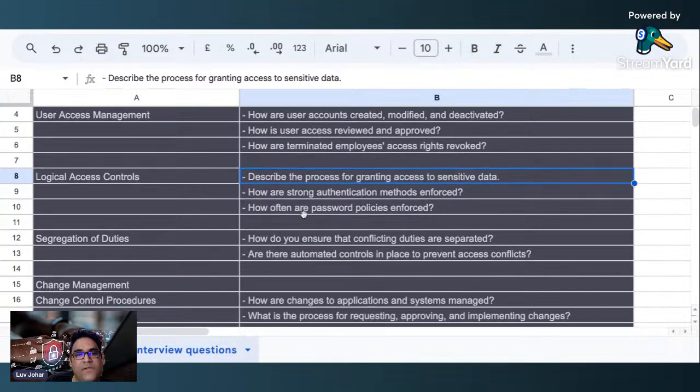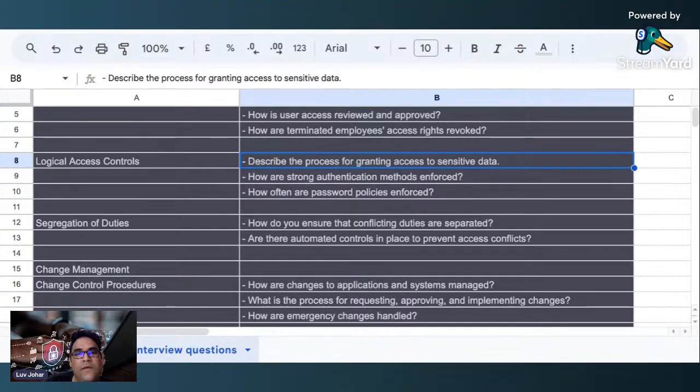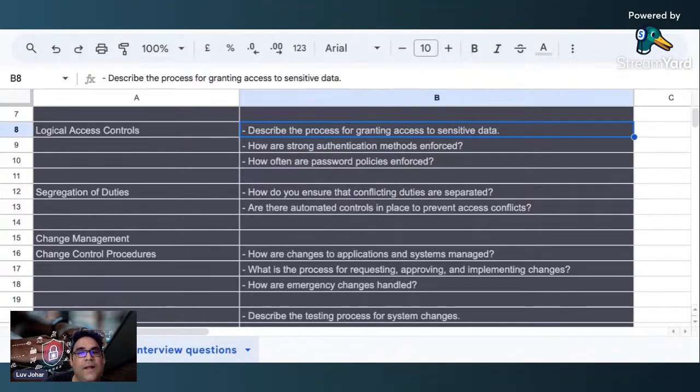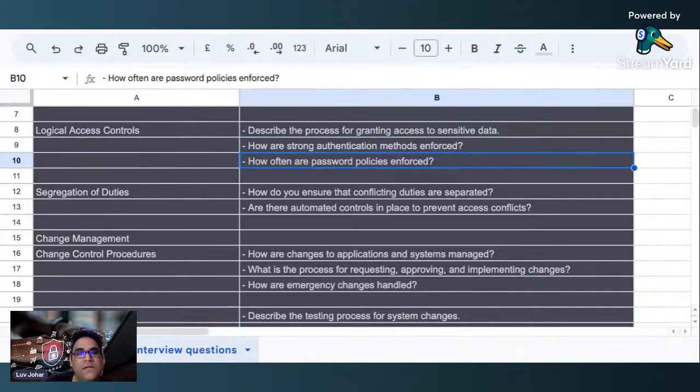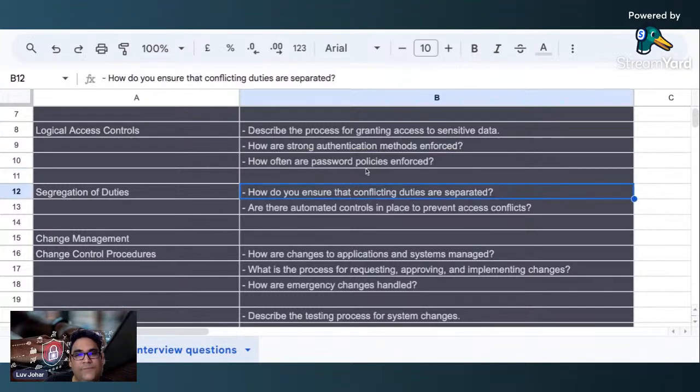Next comes logical access control. Here you have to describe the process for granting access to sensitive data. You have to show which type of data is sensitive, so you have to do data classification. You also have to show how strong authentication methods are enforced within the organization and how often password policies are enforced. Here you might have to consider the password policy in place. You have to make sure that all these questions are answered.